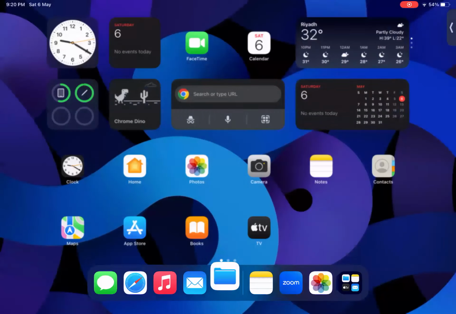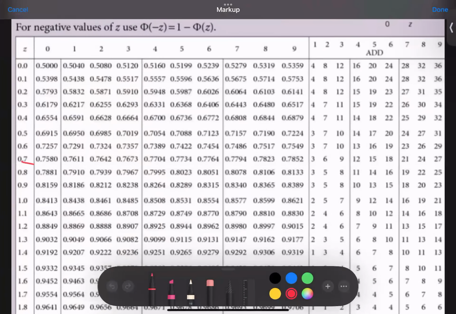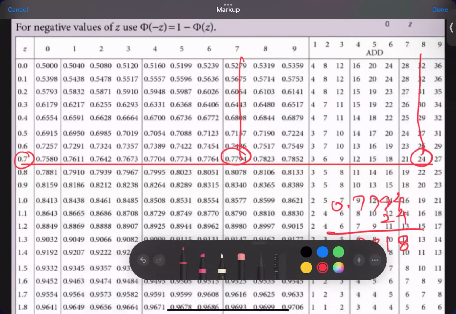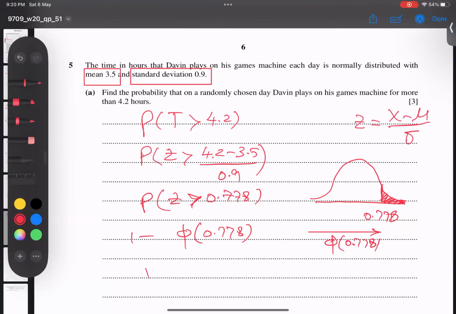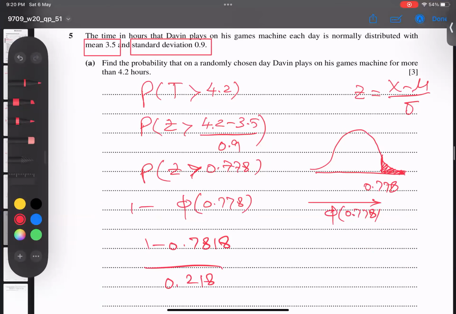So 0.778, this line I will use. 0.7 from here and 7 from here and 8 from here. So 0.7, then the 8 column gives 0.7818. So I'm writing here 0.7818, and the final answer I'm getting after subtracting is 0.218. This is the probability he was asking for. So let's go for the next part.